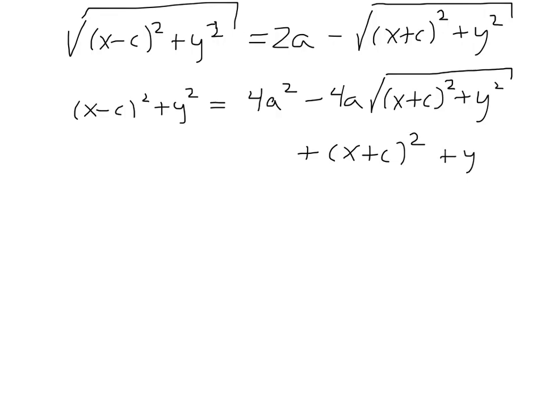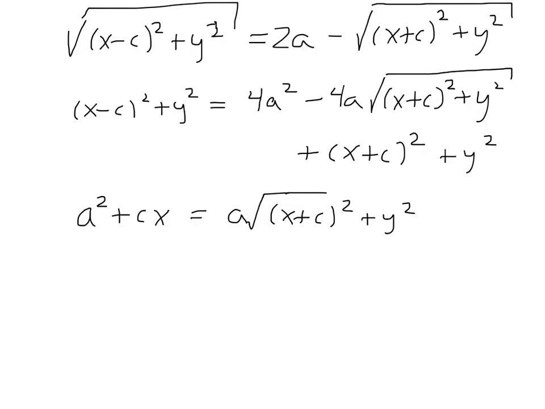And then we just continue with the algebra to simplify things. So get everything that doesn't have a square root with it on one side and simplify. And that'll give you the following. So you get a squared plus cx is equal to a times the square root of (x plus c) squared plus y squared. So again, just simple algebra here. And now again, we want to get rid of the square root. So we've got the square root by itself, so we square both sides again.